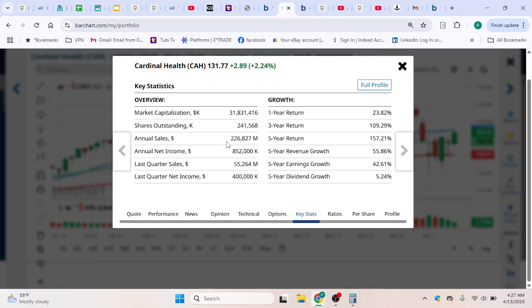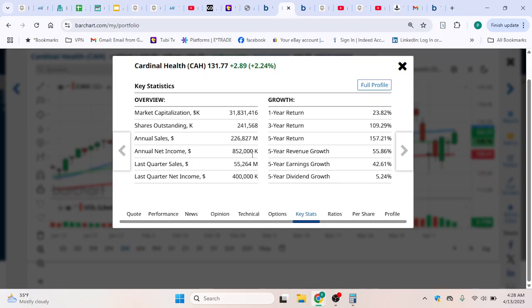And I like their sales versus their market cap. So we got 226 billion in sales. We've got a 31 billion market cap. I like that because that's a lot more sales than what the company's actually valued at. That's what market cap is. That's how they value companies. And then they've got net income, last quarter sales, and last quarter net income.